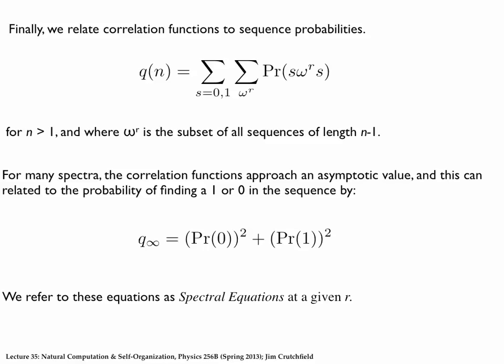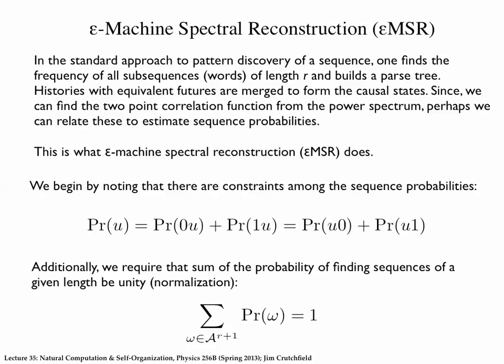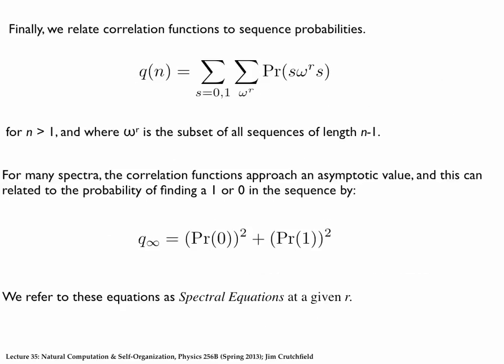It turns out, in the material science case, we don't use this constraint, for reasons that I will explain on Thursday, but it still exists. We refer to this set of equations, conservation of probability from the basic rules of probability theory, and the relationships between correlation functions and probability, as the spectral equations at a given R.